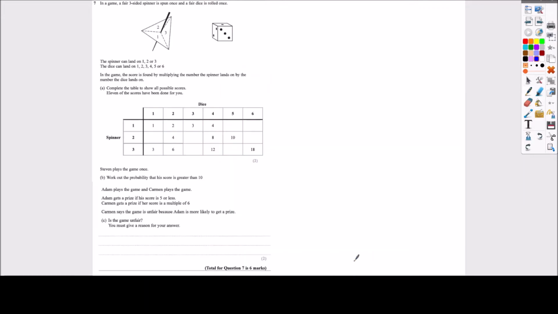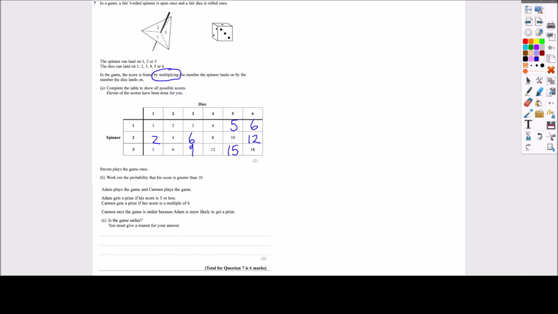Question 7. So we've got to complete the table, and we get our answers when they are multiplied by each other. We're multiplying what you get when you roll the dice with when you spin the spinner. So 1 times 5 is 5, 1 times 6 is 6, 1 times 2 is 2, 3 2s is 6, 2 5s are 10, it's already been done, 2 6s are 12, we're missing 3 3s are 9, 3 5s are 15.